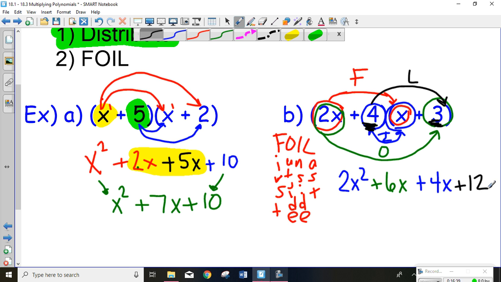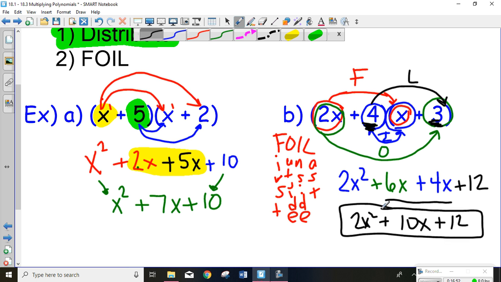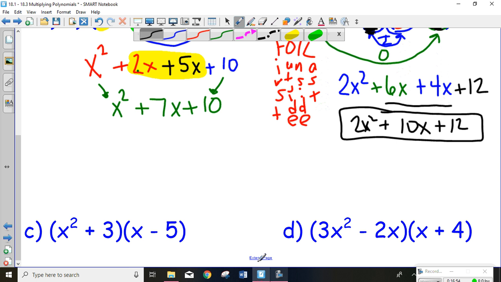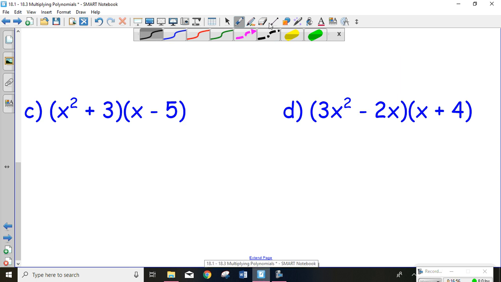Now I'm combining my like terms. My like terms happen to be the 4x and the 6x. That's going to give me my 10x. I can drop down the 12, and I can drop down the 2x squared. There's my answer. Okay, so just again, as we've done several other times, take a minute, pause the video, try these two problems, then replay, see what you get.